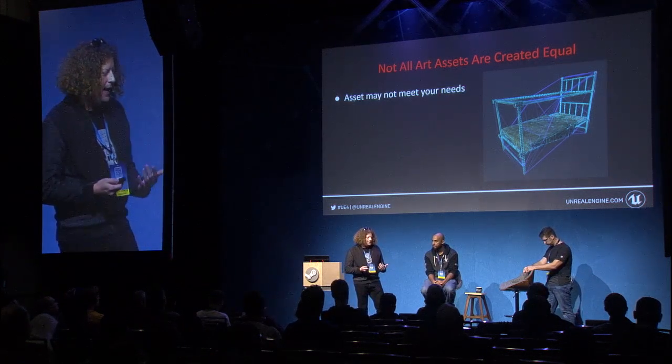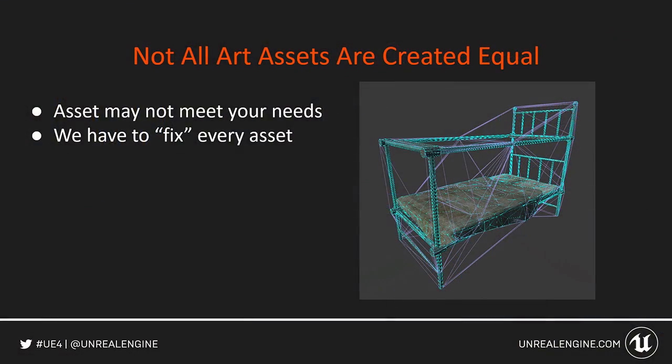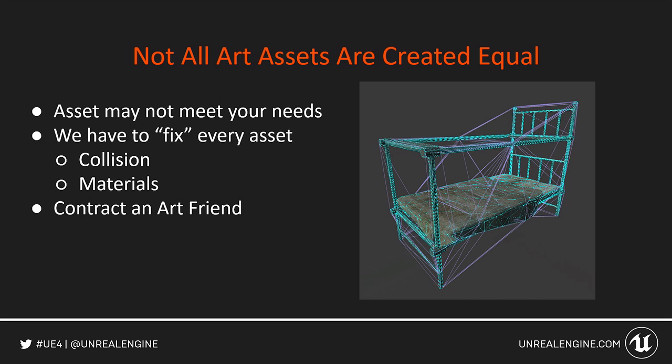The point is that the asset may or may not meet your needs. The point is you're going to have to look at and evaluate and fix every asset that you buy. This can be collision, it can be materials, maybe the material's not quite right for you. In a worst case scenario, we'll contract an art friend if the asset's really close to what we want and it's still the best of breed, but it's not quite right.